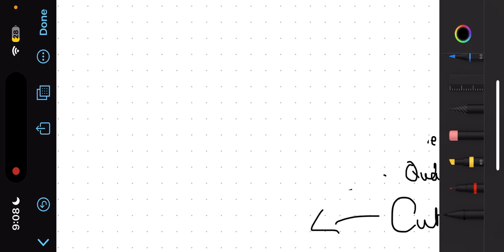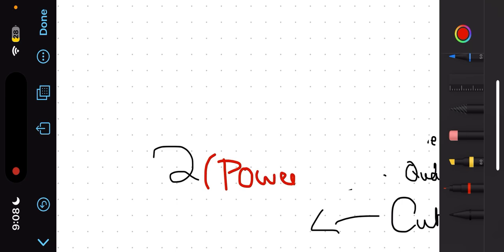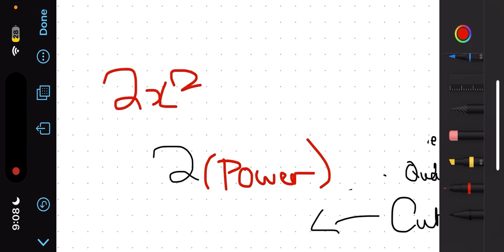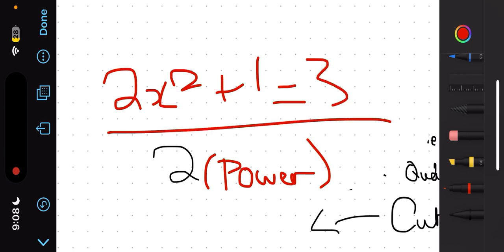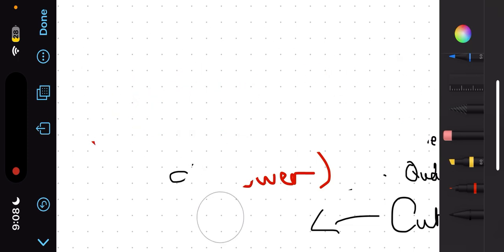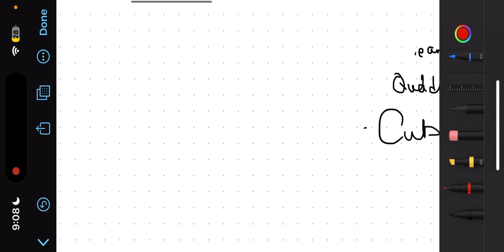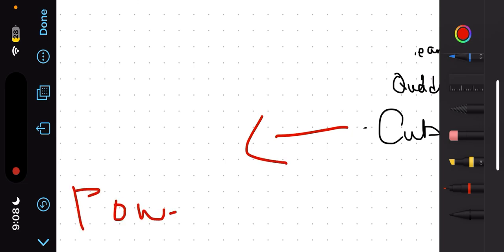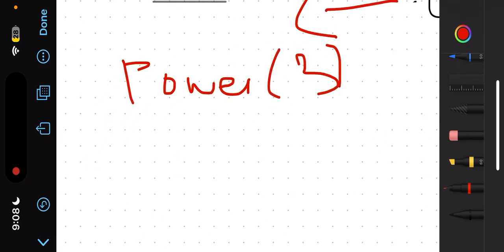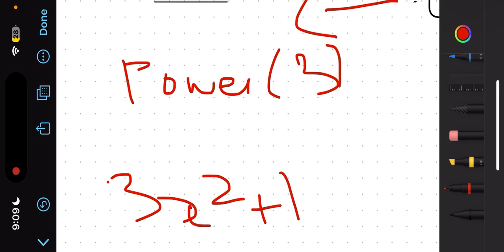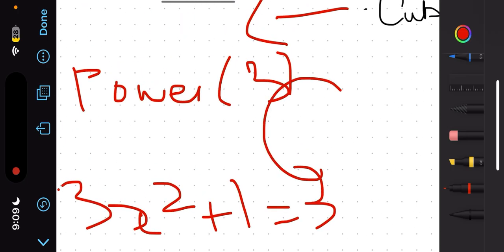A quadratic equation is when a variable has a power of 2. For example, 2x squared plus 1 is equal to 3. This is a quadratic equation. Then we have the cubic equation. A cubic equation is when a variable has a power of 3. For example, 3x power 3 plus 1 is equal to 3. This is a cubic equation.